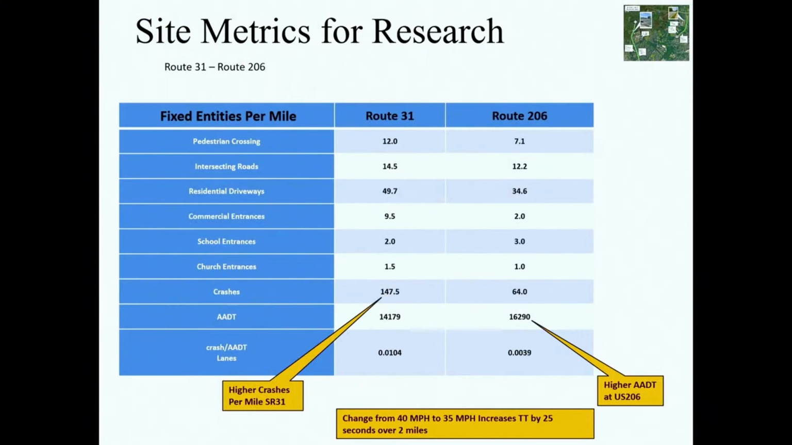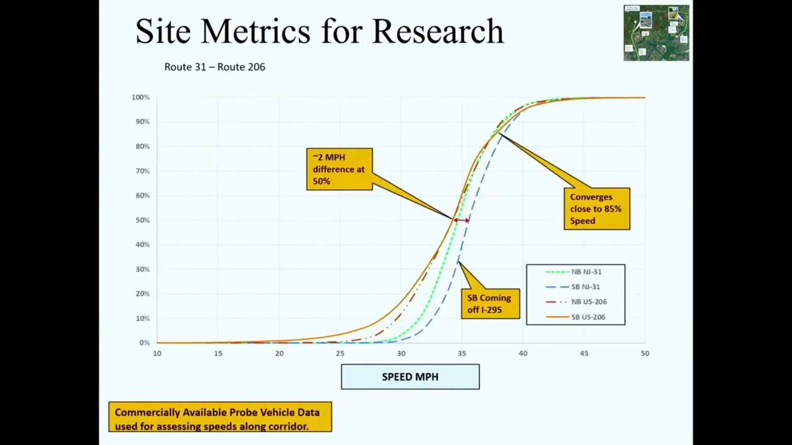And with the higher ADT, why can't 31 have the same data? Why can't 31 be normalized? Is this acceptable? I don't know, but I know this is probably not acceptable compared to this. These are things we have to consider. Back to looking at the speeds for the metrics, and this is looking at the probe vehicle data analytics. It's a 2 mile per hour difference at 50%.